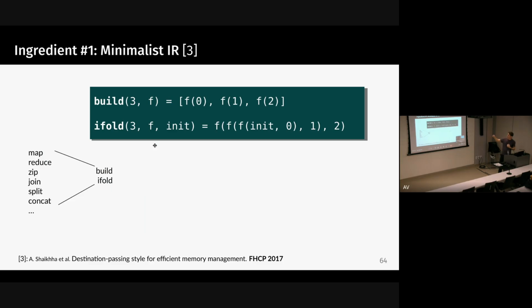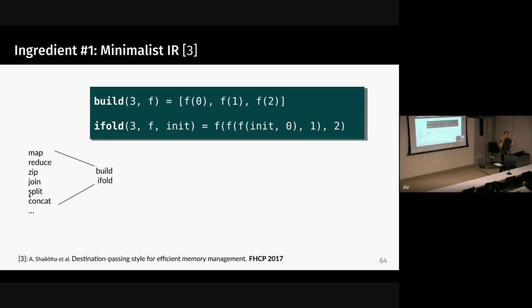The other one is iFold. Fold is simply you taking a function f, an initial value, and an index that comes in, and you apply f to the initial value, your accumulator, and 0. Then you apply f again on that new value you've produced, and 1. Then the new value you produce, and 2, etc. With these 2 primitives, you can express all the other functional primitives that you typically use if you're a functional programmer, like zip, map, reduce, concatenation, etc.